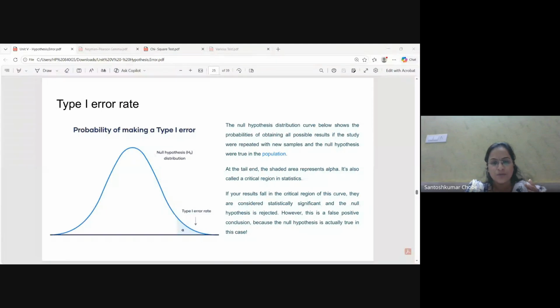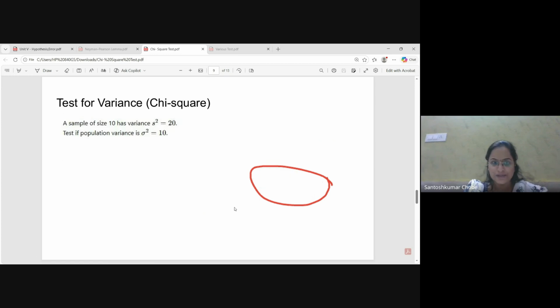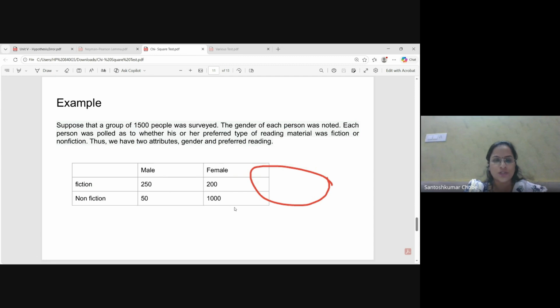So going back, you can see over here, they have said to reject the H0, so the proportion is not 50%. I hope this is clear with all of you. So this is also one of the examples of the chi-square test. Moving ahead, we'll see another example, the test for variance also is there, correct? So this formula is also there.